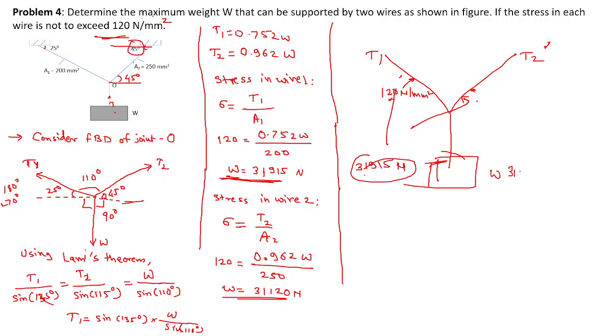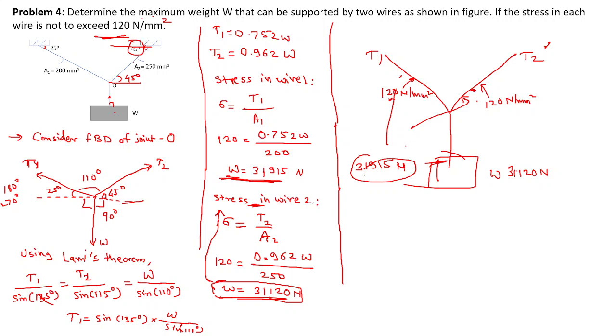If we consider the applied load to be 31120, then this will generate a stress in this wire of 120 Newton per mm square, because we found the value of W as 31120. How can we find out that value? By taking the stress in wire 2, taking into consideration the stress in wire 2. So we found this load.